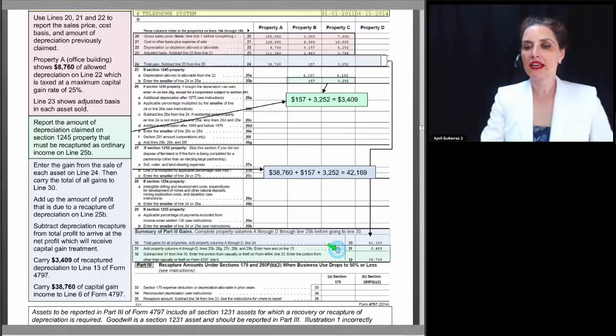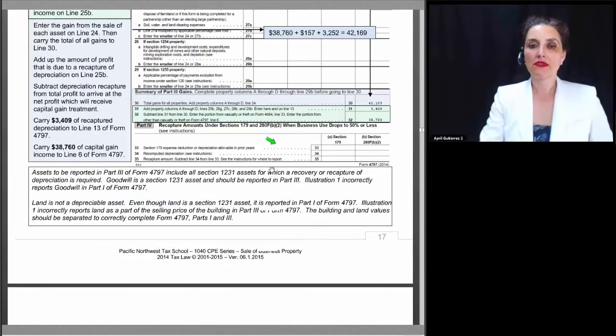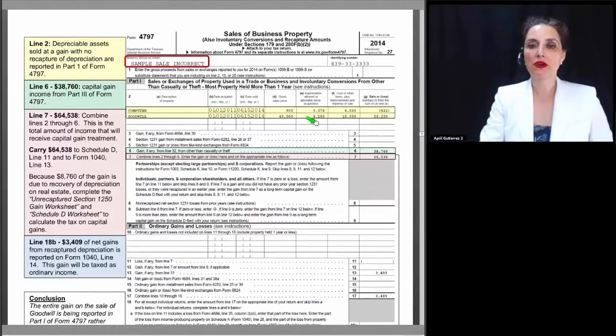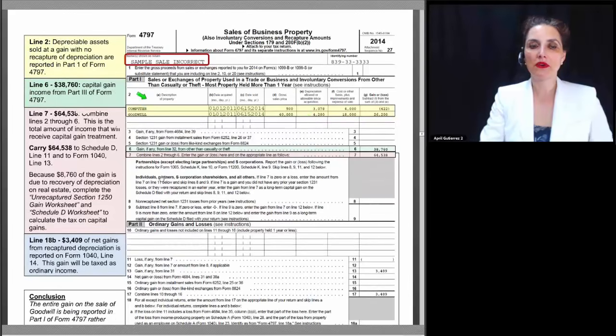Of that gain, $3,409 is ordinary gain from the recapture of depreciation, and $38,760 is going to be capital gain property. You'll see that the recovery of depreciation on the sale of real estate is considered to be capital gain income. So now that we've gone through Part 3 of the form, let's move over to Part 1 of the form. On Part 1, you can see that the computer is correctly listed there, but the goodwill is incorrectly listed there.